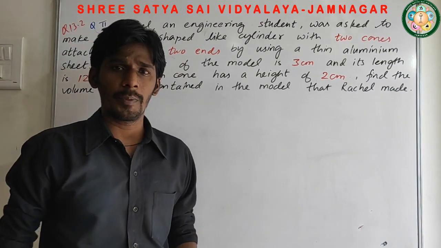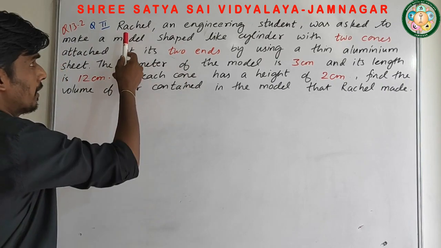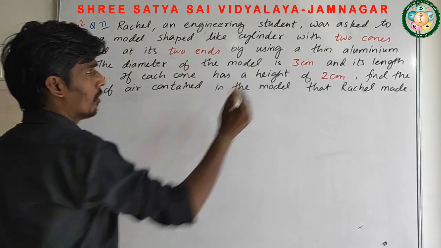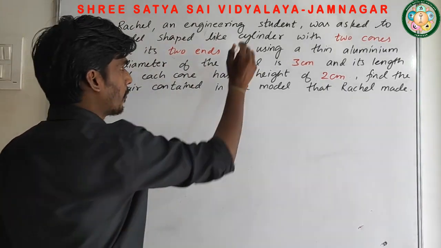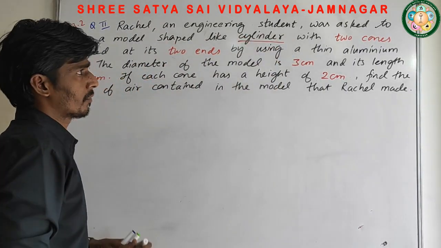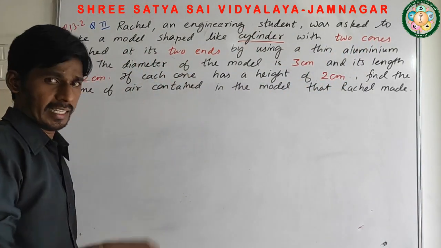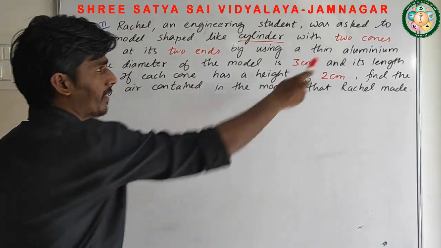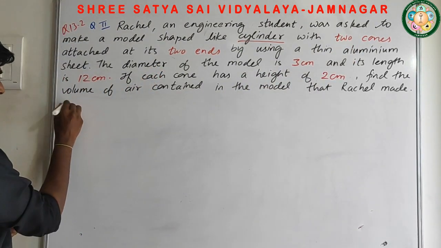Let's start our next example. Second of 13.2. Rachel, an engineering student, was asked to make a model shape like cylinder. So first of all, solid is what? Cylinder with 2 cones attached at its 2 ends. Means there is a cylinder and what has to be attached at both ends? Cones. So let's draw a diagram for its solution.